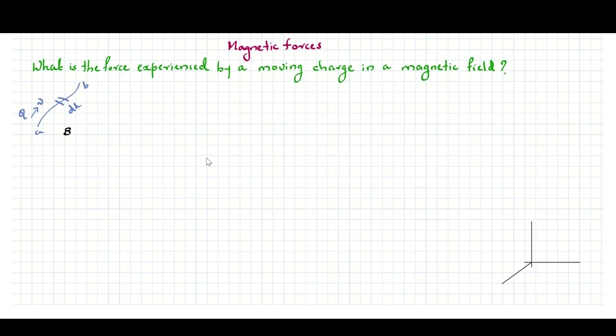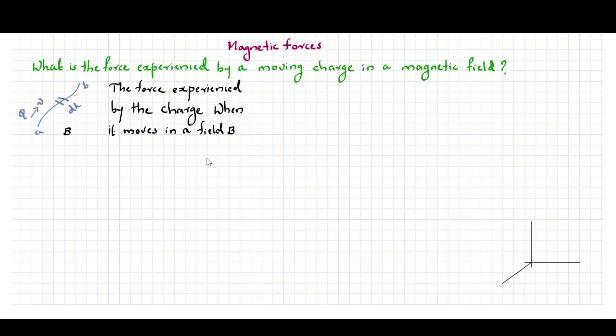field. Suppose a charge capital Q moves from A to B in a uniform magnetic field with velocity v. You consider a small element dl along the path. Now, since it is in a magnetic field B, certainly the charge will experience a force, magnetic force. What is that force? What is the force experienced by the charge Q when it moves in a magnetic field?